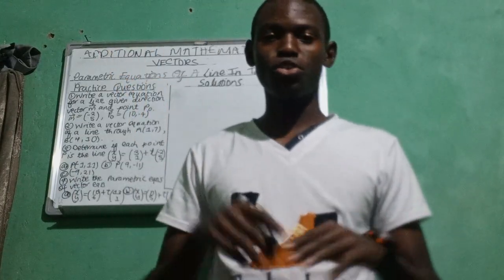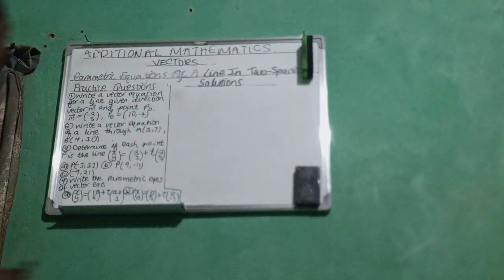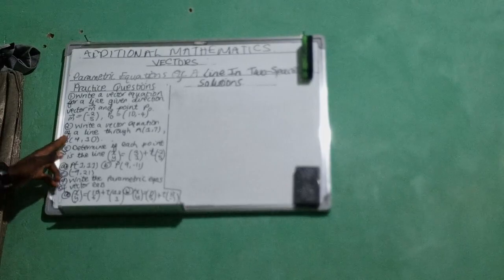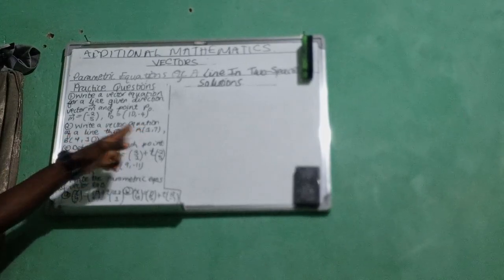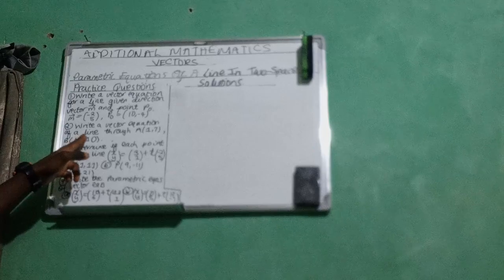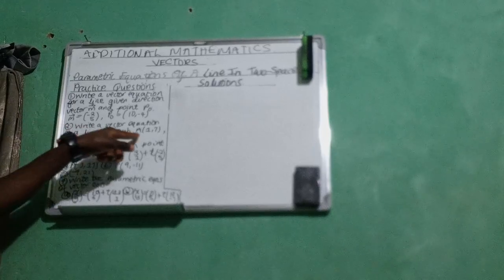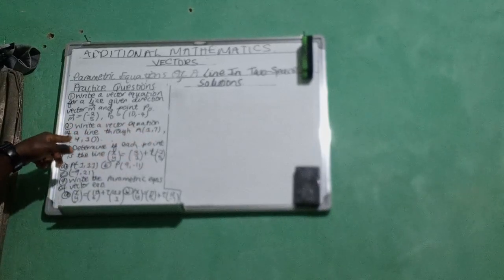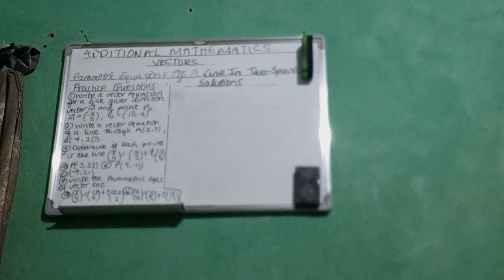We are continuing on the practice questions. In this video, I'm going to do question 2. It reads: write a vector equation of a line through point A and point B. Point A is (1, 7), point B is (4, 10). They want you to write a vector equation of a line through those points.